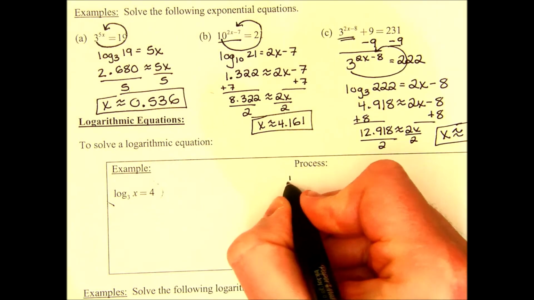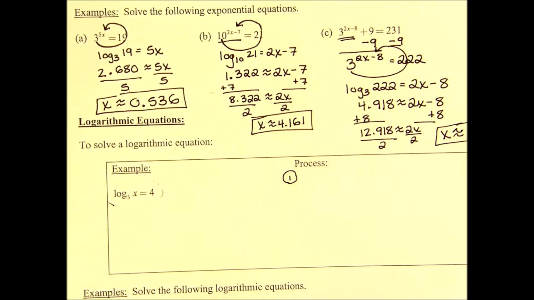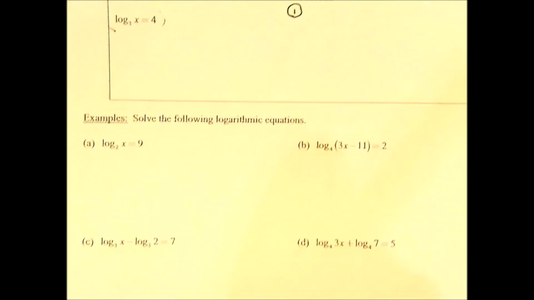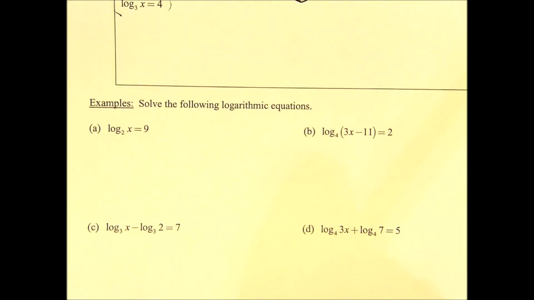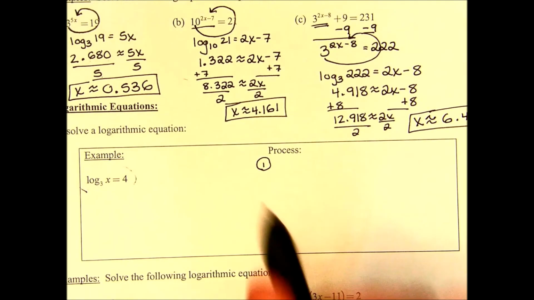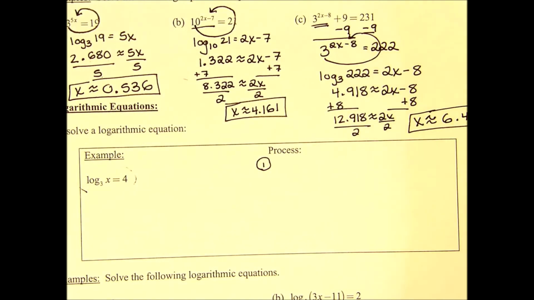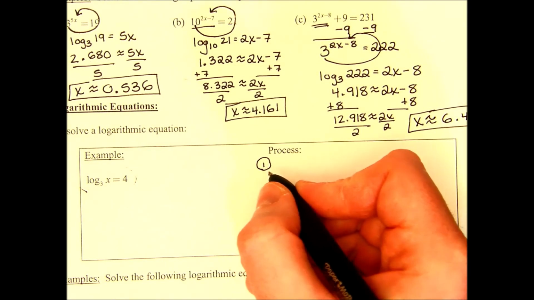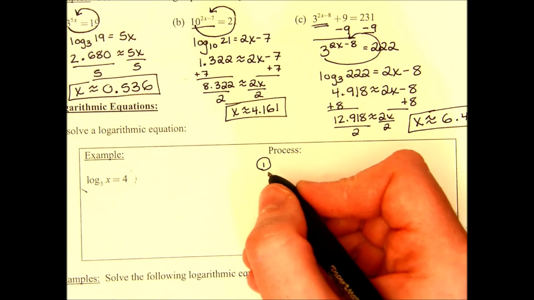Our process. Step number 1 is not going to matter in this case, but will in some other problems. If you look at the bottom of the page, in letters C and D, you have a couple logarithms in there, as opposed to A and B and the example in the box. Our first step is going to be to turn multiple logarithms into a single logarithm by using the properties, by using what you watched about in section 8.6.